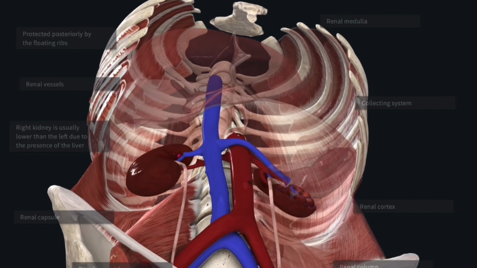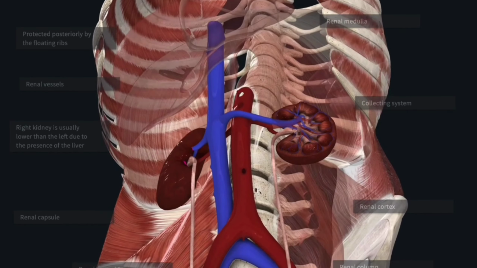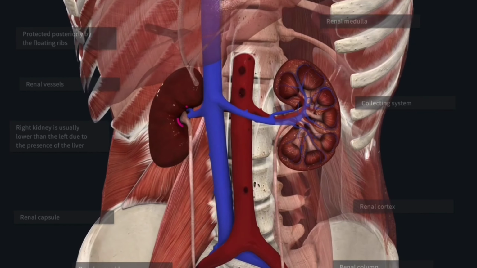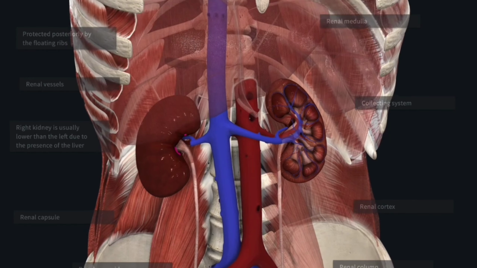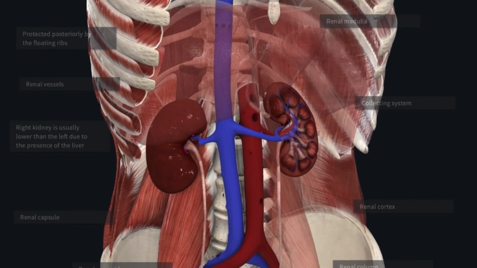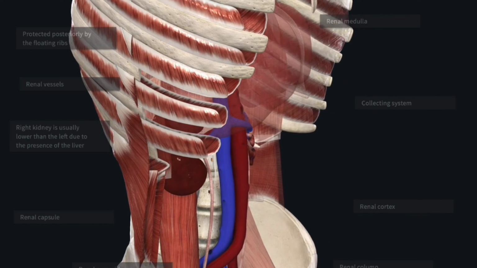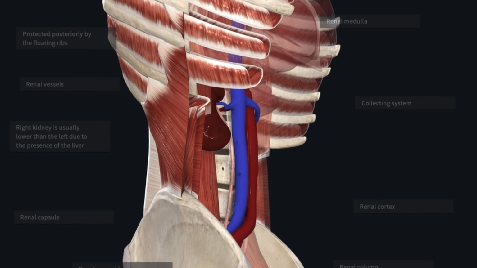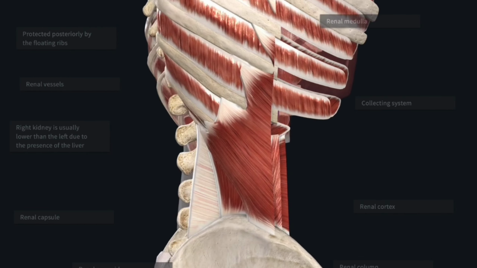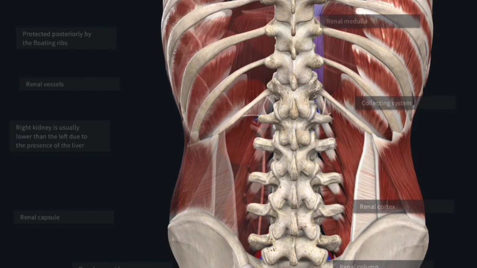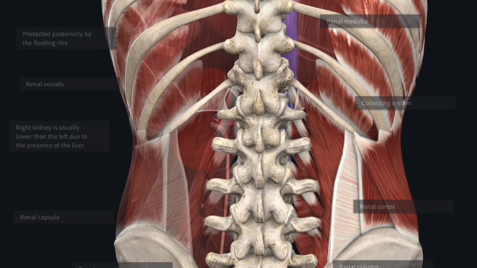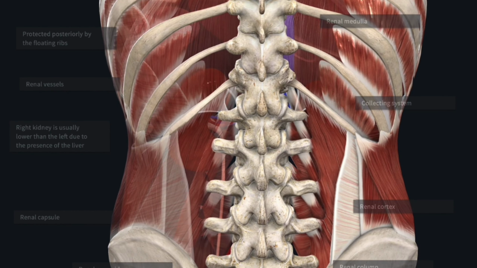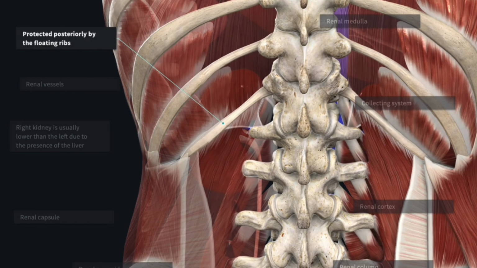slight angle. The kidneys are predominantly going to be protected by fat and soft tissue structures. They're considered retroperitoneal as they are lying behind or posterior to the peritoneal lining within the abdominal cavity. From a posterior perspective, we can see that the kidneys are going to be slightly protected superiorly by the floating ribs, ribs 11 and 12.